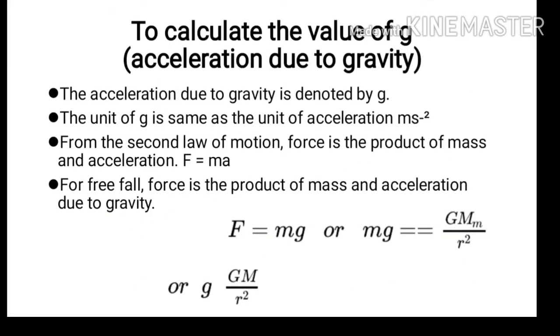Acceleration due to gravity. We denote it with the small letter g. The unit of acceleration due to gravity is the same as the unit of acceleration, that is meter per second square. From the second law of motion, force is the product of mass and acceleration. For free fall, force is the product of mass and acceleration due to gravity.